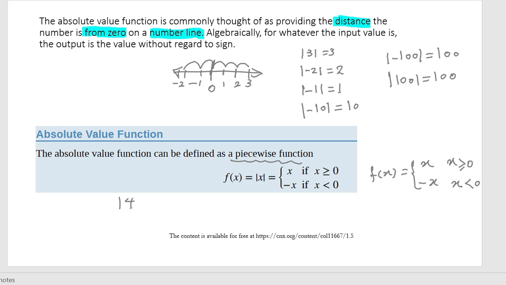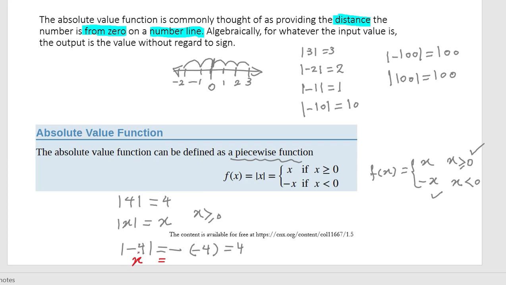Absolute value of 4 is equal to 4. So absolute value of x is equal to x when x is more than or equal to 0, in this case. Absolute value of negative 4 is equal to negative negative 4, which is equal to 4. When x is negative, then the answer is negative x.